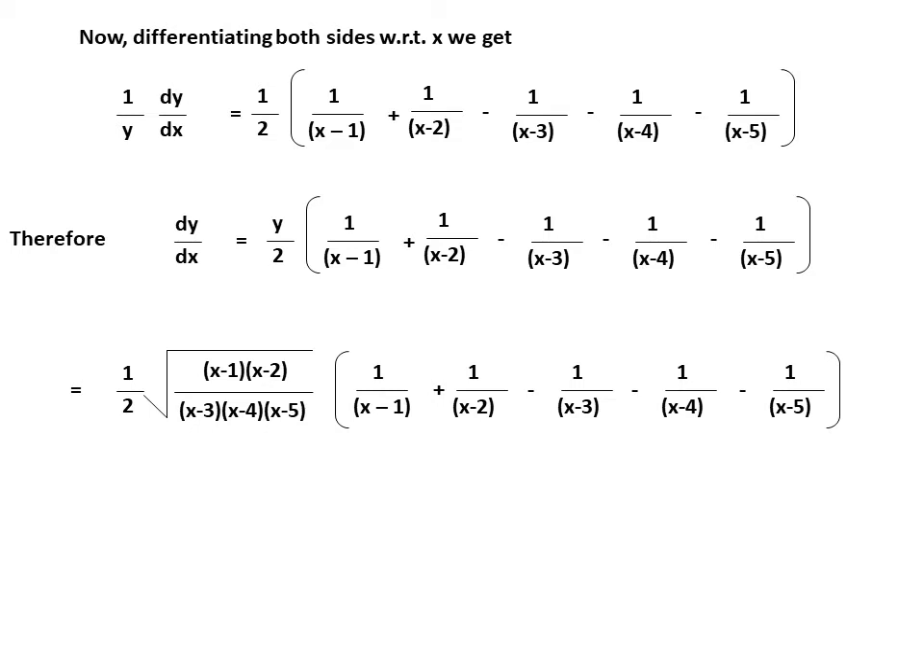One thing which you have to remember is, after finding dy by dx, the 1 by y term will be there on the left hand side. That y you have to take to the right hand side. And it's always better to write y in terms of x only, because you have taken it as y. So this is important.